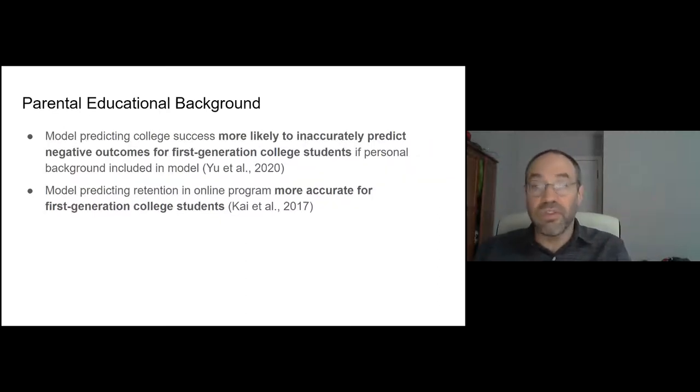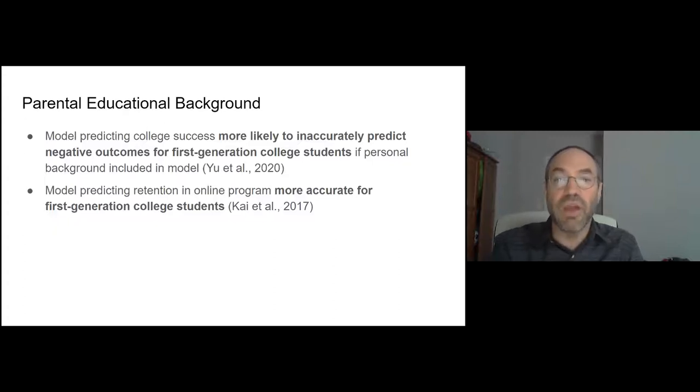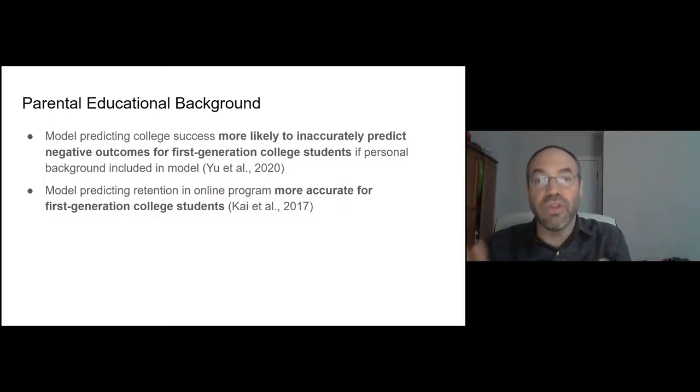Parental educational background. Sorry if this feels like a little bit of a brain dump, but I hope it's interesting. There have been some disagreeing findings in terms of this, where you and colleagues have found that models predicting college success are more likely to inaccurately predict negative outcomes for first generation college students, if you put it in the model. But Kai and colleagues found a contrary finding, that models predicting retention in an online program were more accurate for first generation college students. So the two papers that investigated these issues seem to be disagreeing, but they both agree that the models are unequally effective.